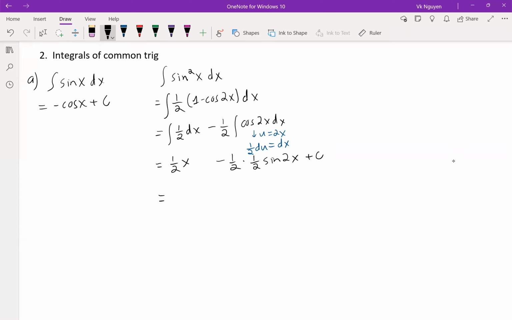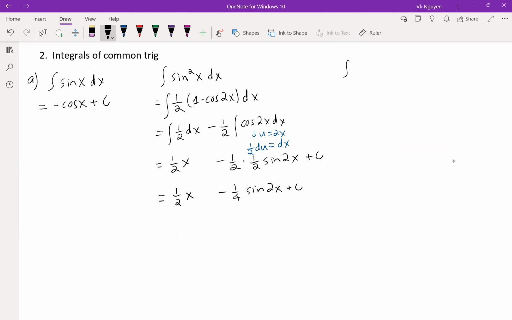Well, we can factor the 1 over 2 to make it look a little nicer if you want. Or else you're just going to keep it like this and simplify the fraction. 1 over 2 x minus 1/4 sine 2x plus c.